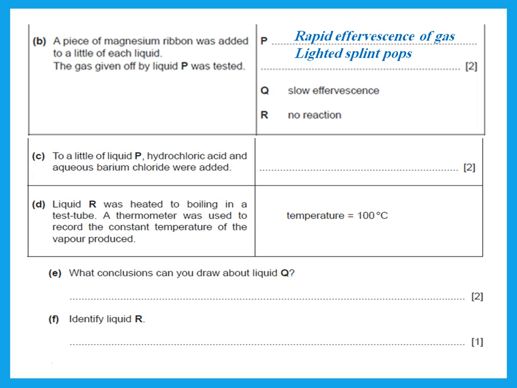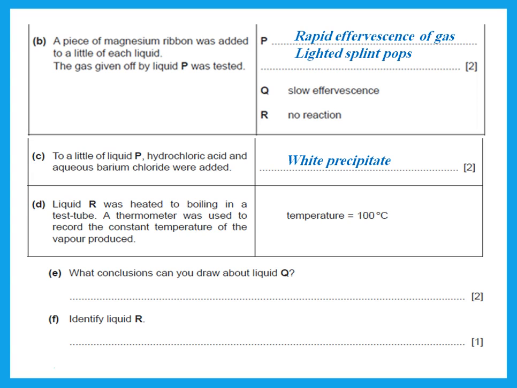Okay. To a little of liquid P, again, sulfuric acid, he added hydrochloric acid and barium chloride. Barium chloride is test for what? For sulfate. Do we have sulfate? Yes, sulfuric acid is something that has sulfate, so I get a white precipitate.